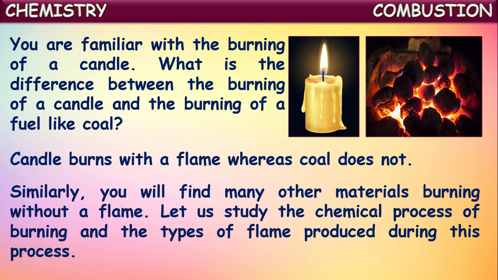So in this chapter, we are going to learn about types of burning, how many kinds of substances burn, and how they produce heat energy, where it is utilized. Here we have seen two burning substances which are producing heat energy. One is candle and the other one is coal. But we found one difference between these two. The candle burns with a flame.